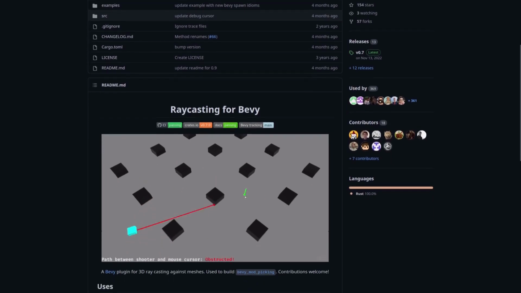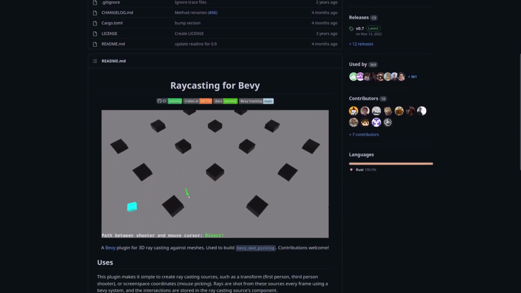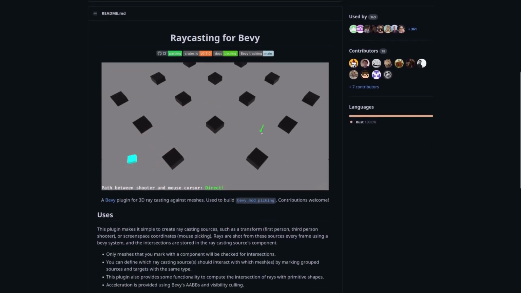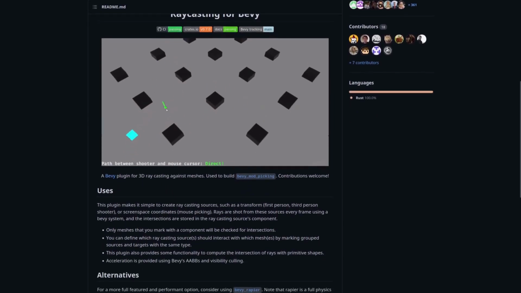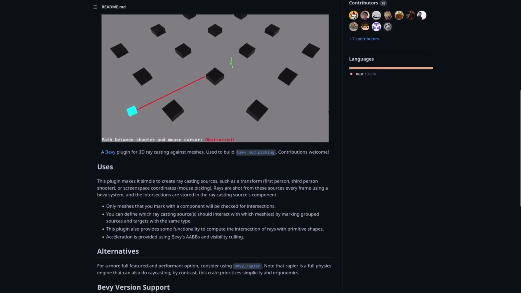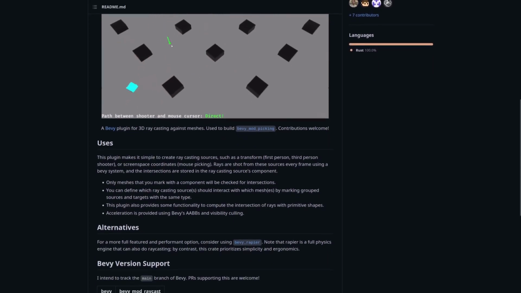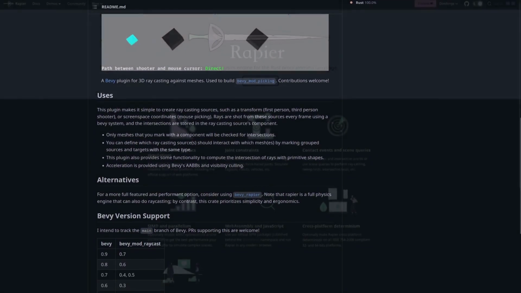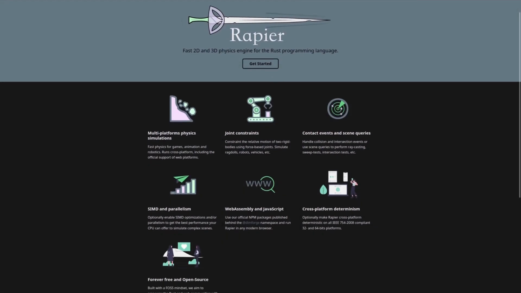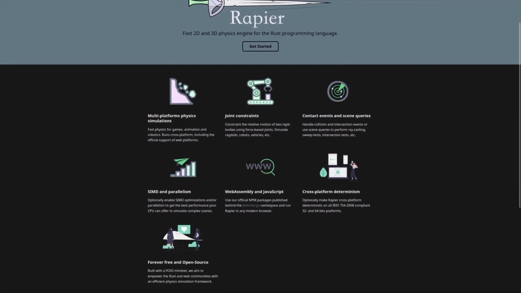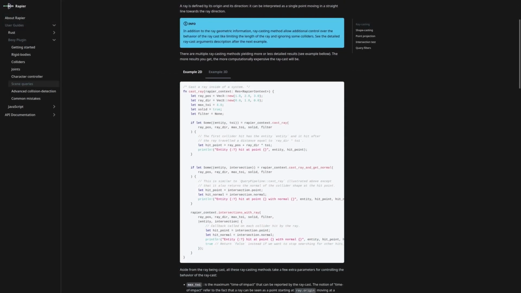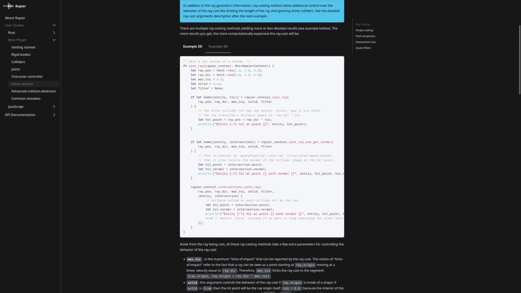There are some plugins in Bevy for this, like Bevy Mod Raycast, for example. I share the link in the GitHub page down below. The problem with this is that I will probably need some other physics capabilities in the future as well, like collisions or maybe even gravity. So I decided to go with Rapier 3D. This is a full physics engine written in Rust. There are versions for 2D and 3D physics, as well as specific Bevy bindings. Using this it was relatively easy to implement raycasting, as I just have some examples on the website.